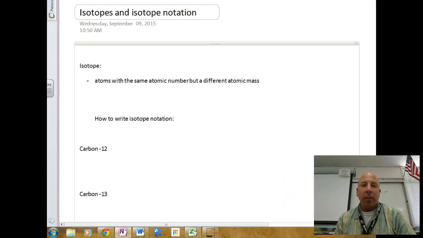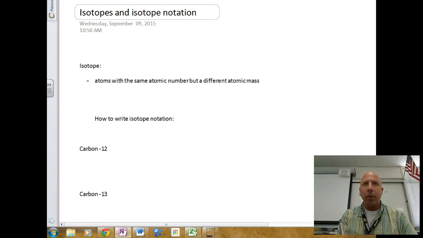Isotopes can be used for everything from radiocarbon dating, to determine how old a fossil is, to nuclear reactors. They can be used in nuclear medicine, in case a doctor suspects somebody is sick and wants to determine exactly what's wrong with them. They can use different types of isotopes. So let's talk about what isotopes are, and let's talk about how to write isotope notation.